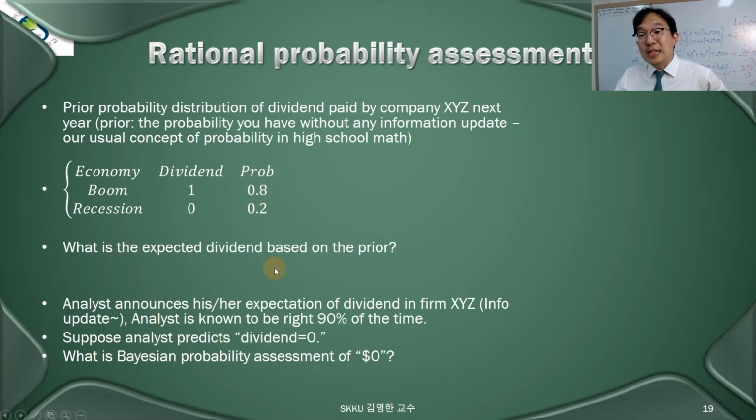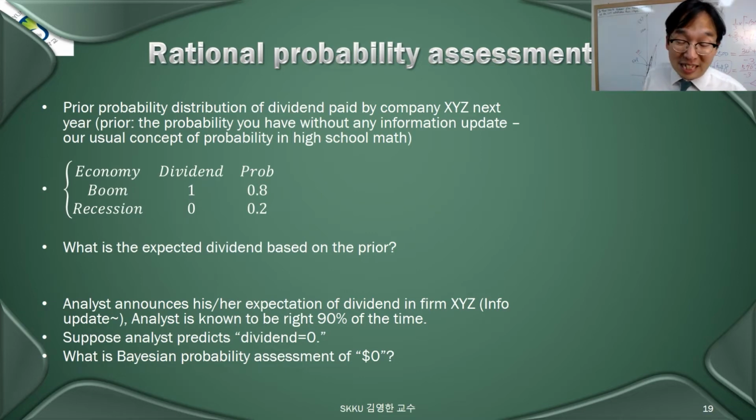So what's the expected dividend based on the prior? That's 80 cents, right? This guy times that guy, that's 0.8. That guy times that guy, 0 anyway. So 80 cents. Now, an analyst, an expert, announces his or her expectation of the dividend of firm XYZ. The analyst is known to be right 90% of the time. Suppose the analyst predicts the dividend is 0, no soup, baby, no soup. Next year you're all screwed. Then what is the Bayesian probability assessment of this, right? The posterior probability. And based on the posterior probability, what is the expected cash flow next year?